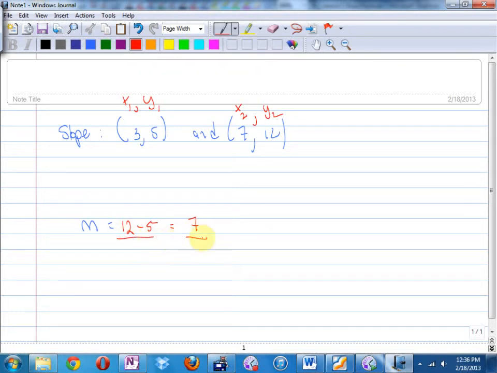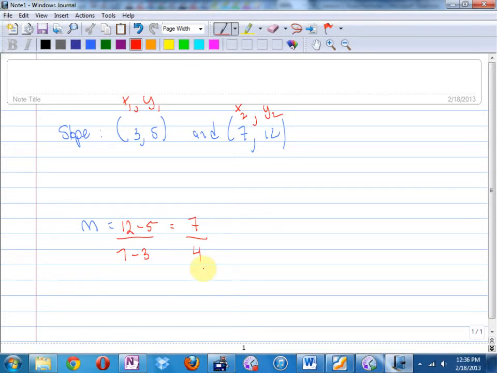Over. How far right did we end up? 7. How far right did we start at? The slope of that is 7/4.